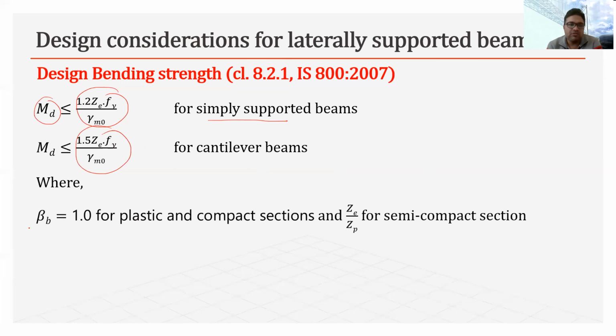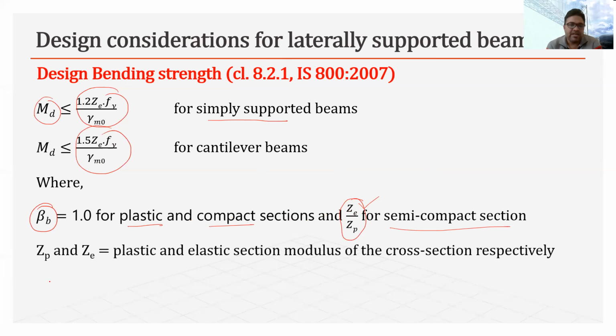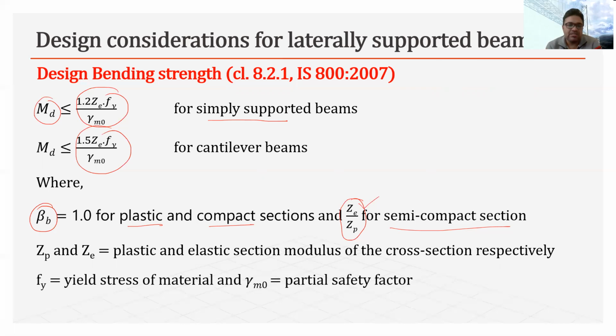So now the value of beta B is 1 for plastic and compact section, and it will be equal to ZE by ZP for semi-compact section. If the section is semi-compact, in that case, it will be the ratio of ZE by ZP. Similarly, ZP and ZE are the plastic and elastic section modulus of the cross section. And Fy is the yield stress of the material, and gamma m naught is the partial safety factor.